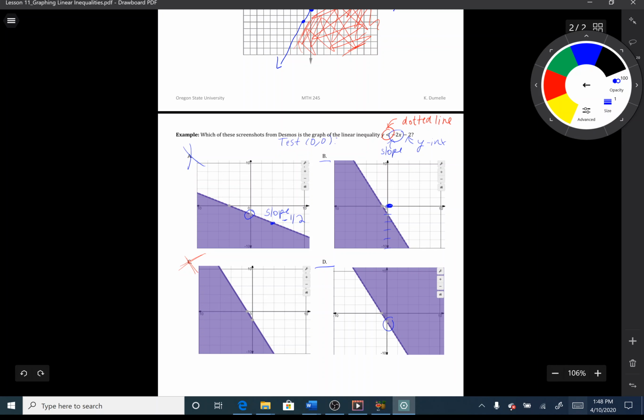So that gives me 0 is less than 0 minus 2, or 0 is less than negative 2. That's not true. So we know that the point 0, 0 should not be included in my shaded region. This tells me that B is the correct graph.